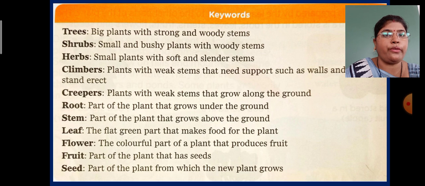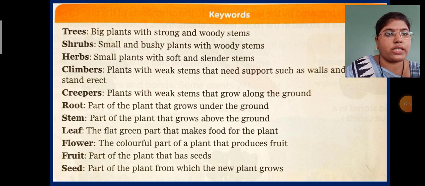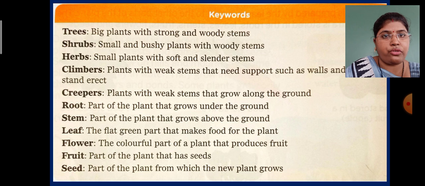So in short, we are going to take the revision. Okay, children. So this is trees. I already told you about the different definitions which are given here in the keywords, like what is meant by trees, shrubs, herbs, climbers, creepers. So these are the different definitions. Okay, so you have to learn from these keywords.